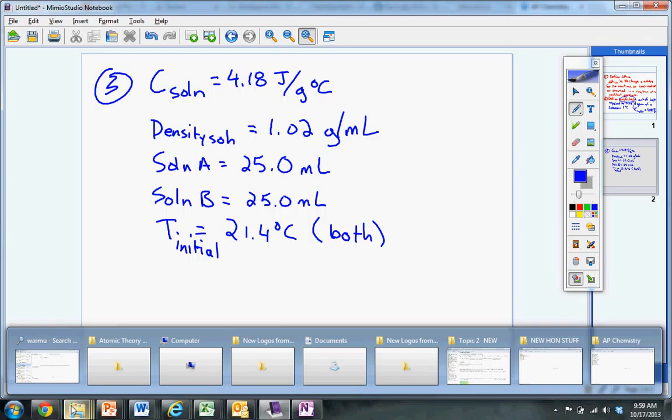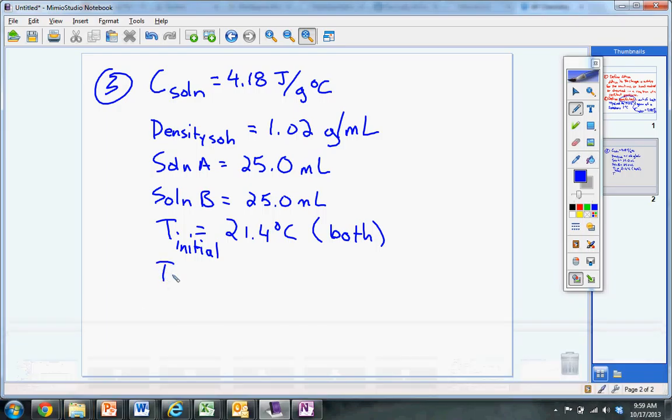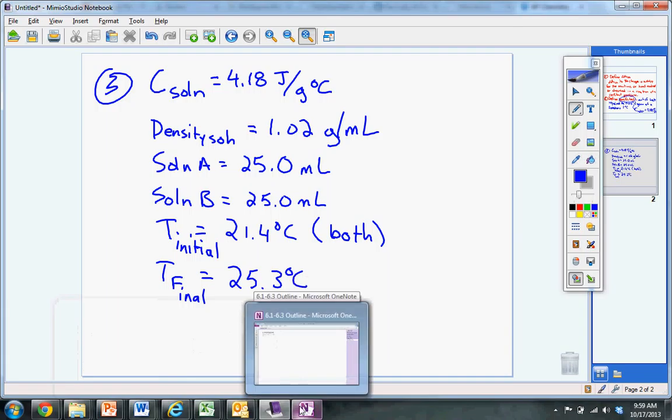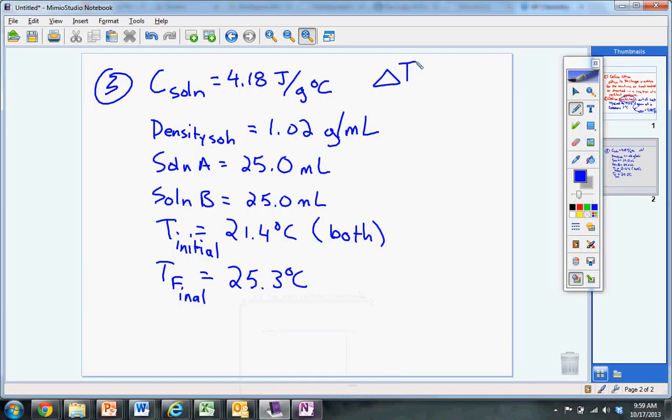The final temperature of the combined solutions is 25.3 degrees Celsius. So temperature final, T F, is 25.3 degrees Celsius. All right, so it'd be T I and T F. Does anybody know what delta T equals? Well, no, just the actual equation. T F minus T I. All right? So delta T is always final minus initial.